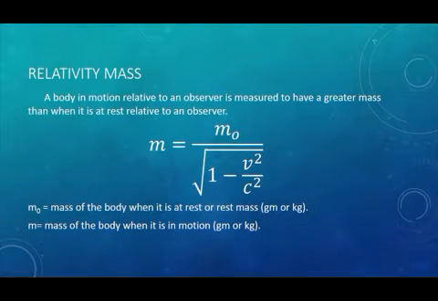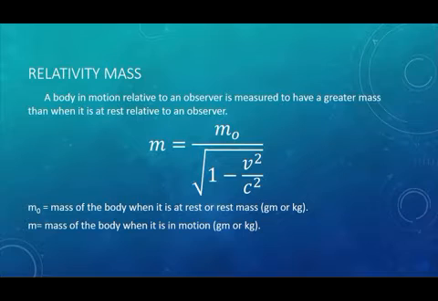I'm here to discuss the theory of relativity, but we'll be concentrating mostly on the application or problem-solving part of the theory of relativity. The first part in the application of the theory of relativity is the measurement of the mass of the body, which is moving with a velocity approximately equal to the speed of light. And you call that mass relativistic mass. It is stated that a body in motion relative to an observer is measured to have a greater mass than when it is at rest relative to an observer.